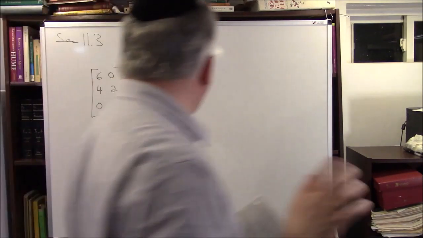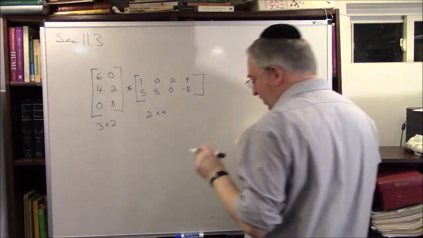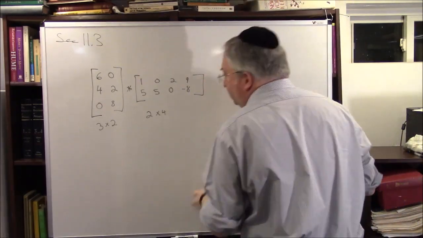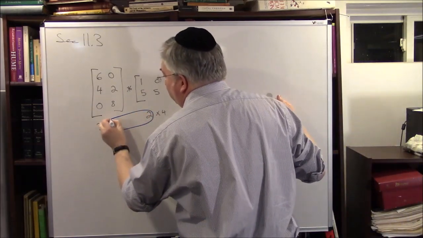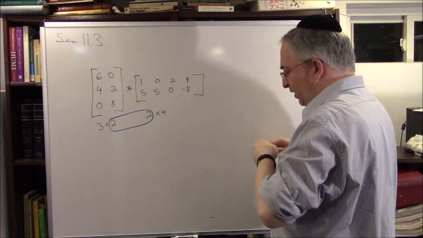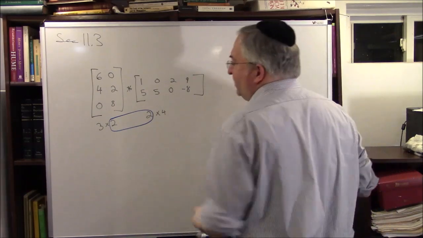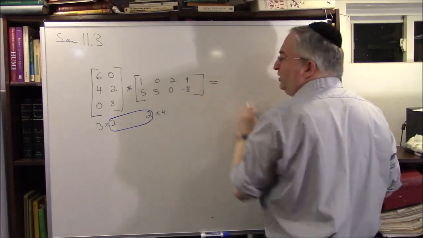Good. I don't care that they're not the same size. What I do care is the following, and this is fundamental. This is important. What I do care is that these two numbers are the same. Once those two numbers are the same, that means I can multiply them out. Let me tell you what you're going to get in the end.